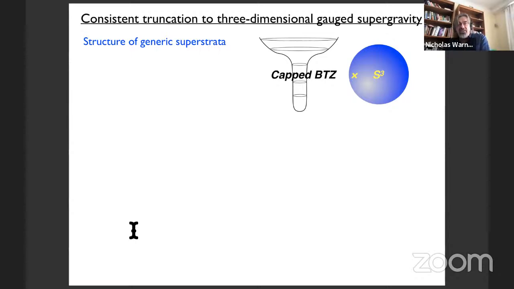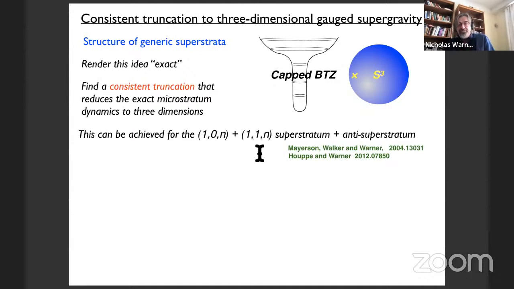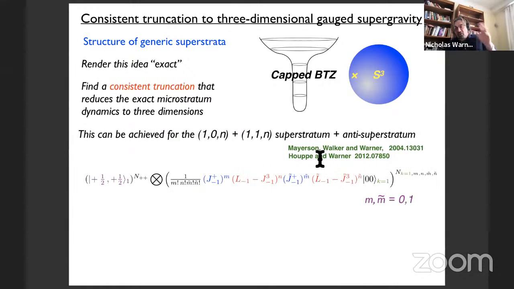Okay, so basically the structure of these superstrata in general is usually some kind of cap BTZ and a 3-sphere that's fibered or not fibered in some complicated way. But in certain circumstances, you can make this picture exact, and that's the consistent truncation story. So the idea is you find a consistent truncation that reduces the dynamics of some of the microstrata to 3-dimensional dynamics. And it can be achieved for this (1,0,n) and (1,1,n) superstratum and antisuperstratum, and that's what we did in these papers. And so morally, it's sort of like these states that you can do, but now with k is 1 and with these n's.